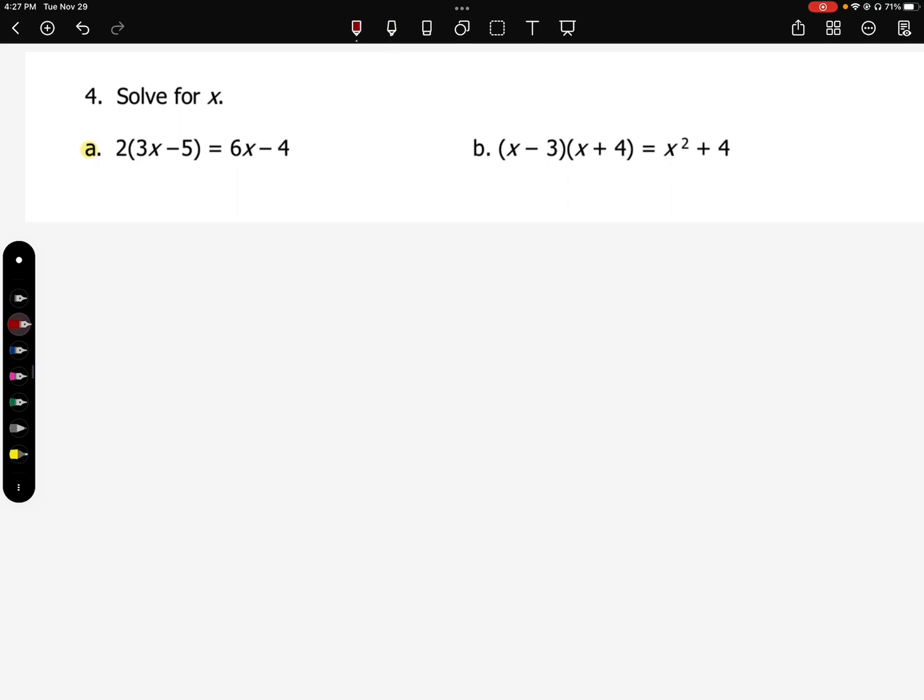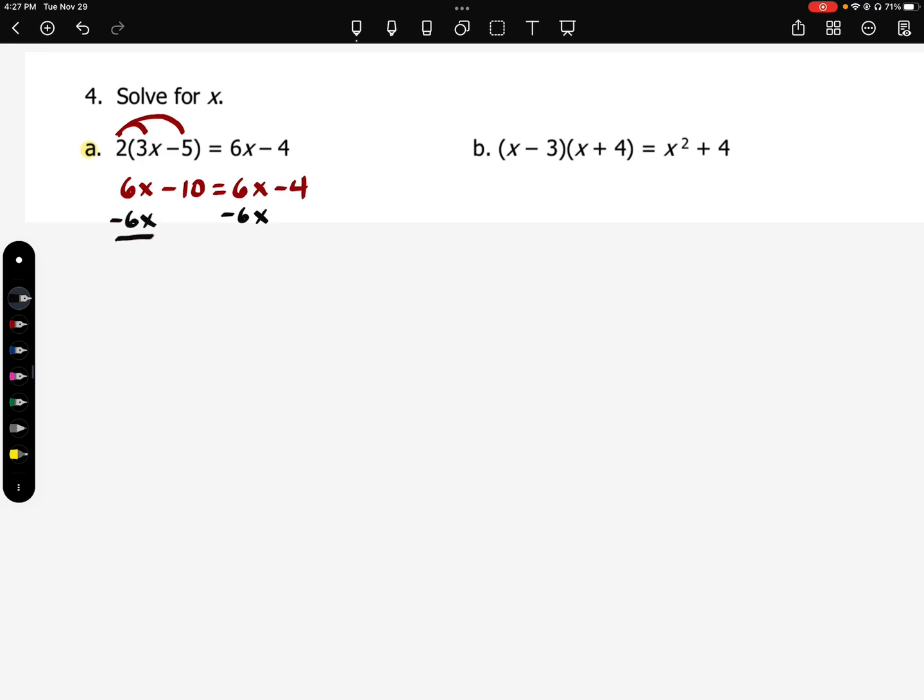So to get started on this one, we need to simplify that left side first. So we're going to go ahead and distribute this 2 through. 2 times 3x is going to be 6x. 2 times negative 5 is going to be negative 10. And then we'll bring down what we have on the other side. And now when we look at it, we need to get our x's together. So I would end up subtracting a 6x from each side.